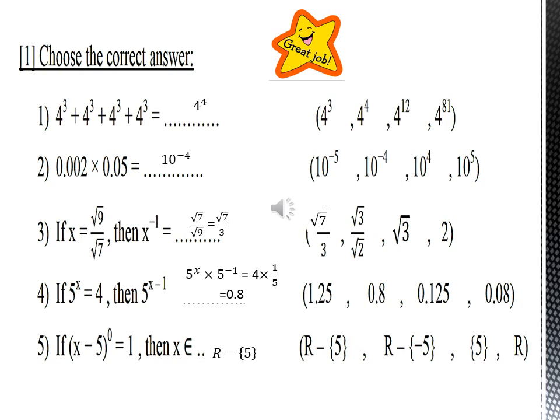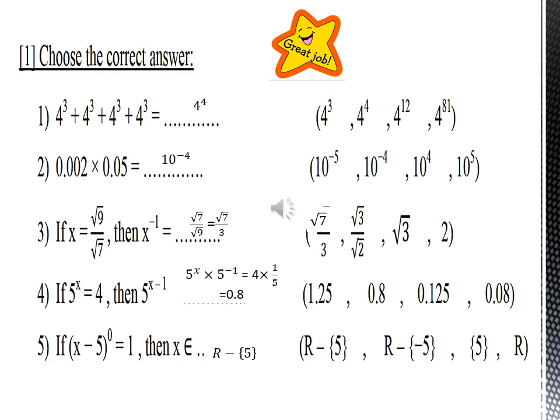So now we have choose the correct answers. First, we have 4 to the power 3 added 4 times. As we studied before, repeating addition of the same number many times equals multiplication, so it is 4 times 4 to the power 3, and we know that we add the powers if we have the same base, so the result will be 4 to the power 4.